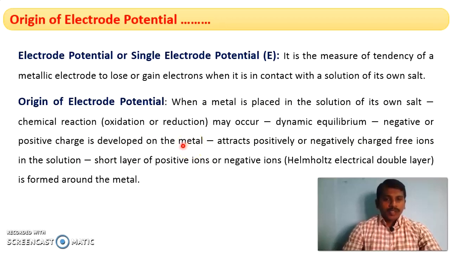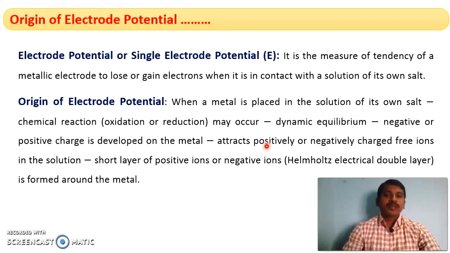After the development of the charge, the metal attracts oppositely charged ions from the solution. If the electrode is positively charged, it will attract negatively charged ions from the solution.